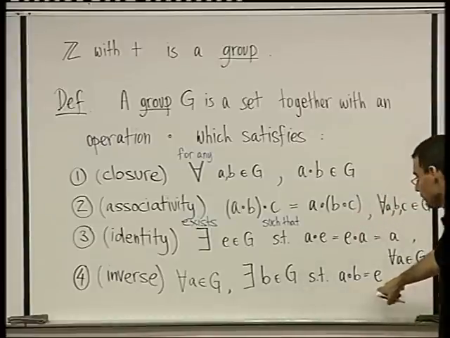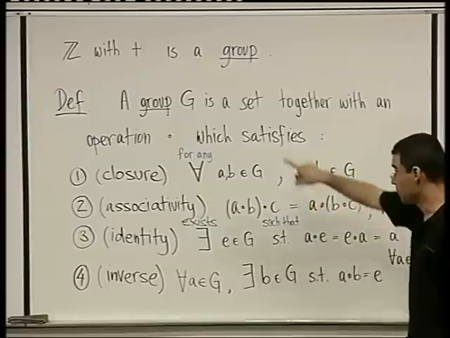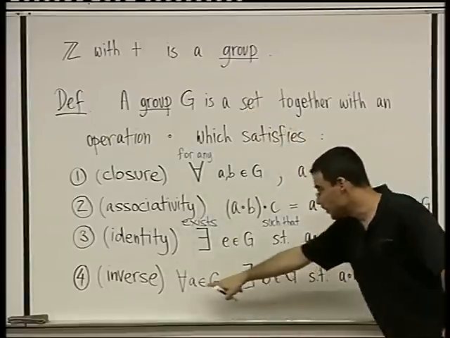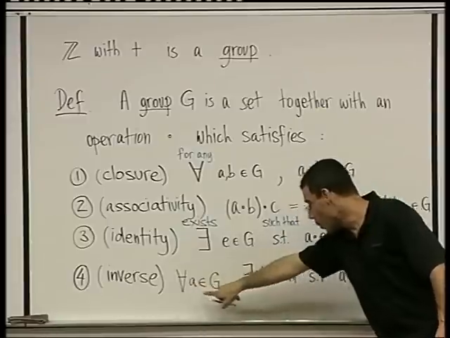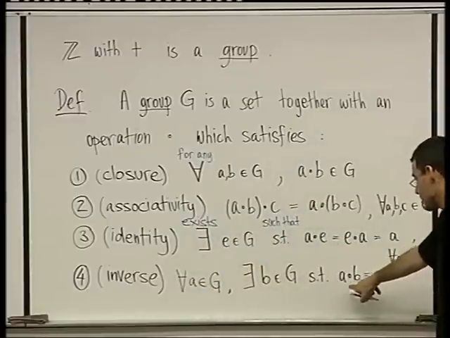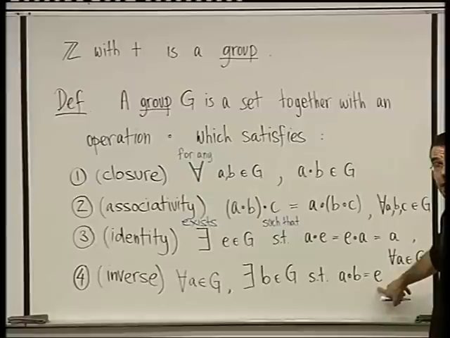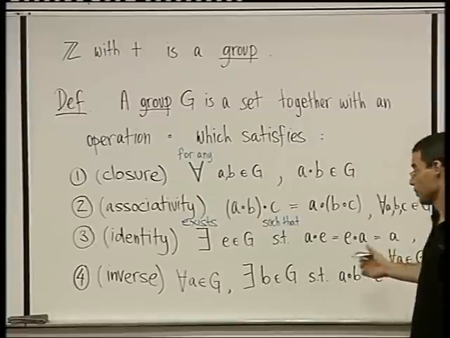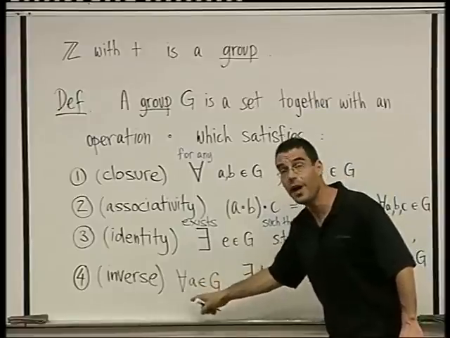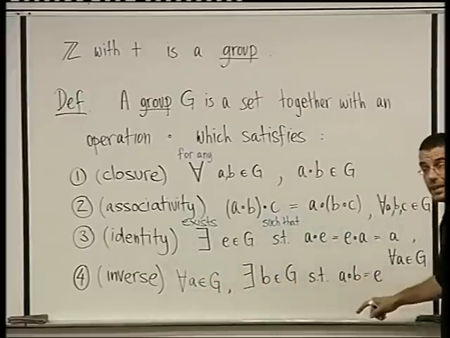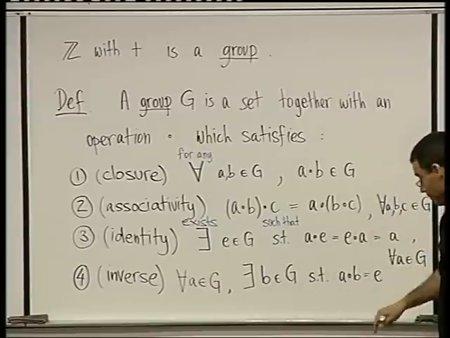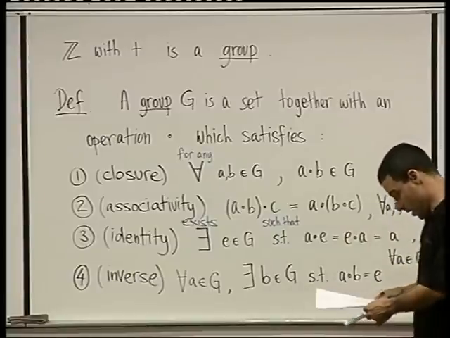Okay, so for the integers with plus as the operation, if you take 7, what is the element that you need to take such that when you add it to 7 you get 0? Right, minus 7. And that's true for any number. If you take minus 5, the number you need to add is 5, right? And then you get 0.